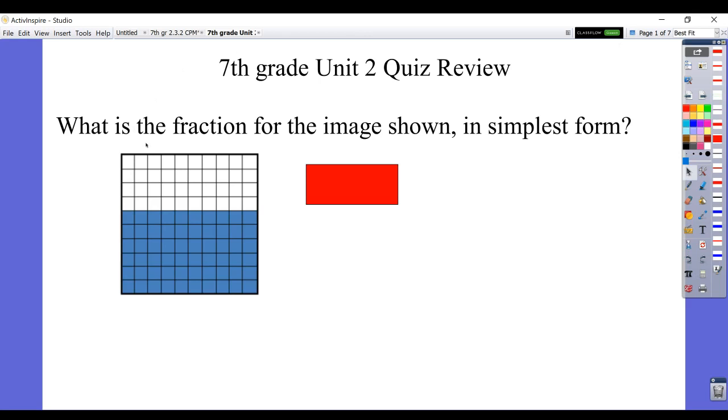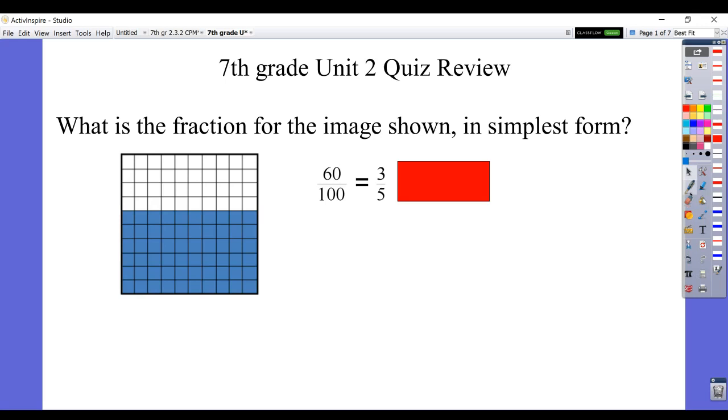So the first type of question would be, what is the fraction for the image shown in simplest form? If you look, this is a 10 by 10 square. So we have 100 squares total, and we have 10, 20, 30, 40, 50, 60 that are shaded. So there are 60 squares shaded out of 100, and then you would need to be able to simplify that. When you simplify that, you get 3/5.